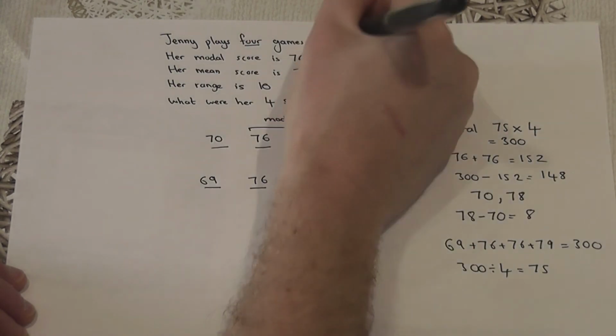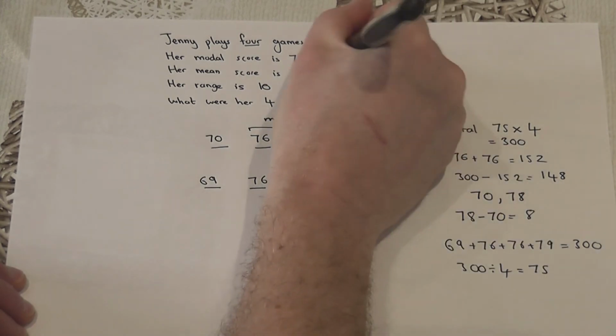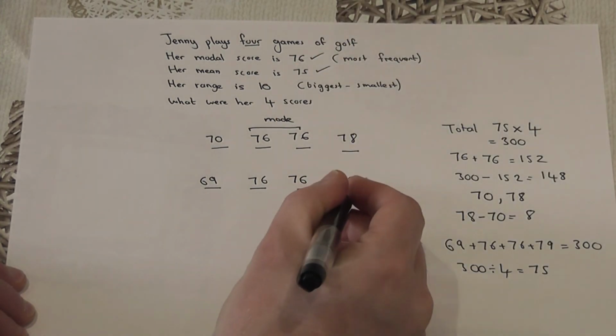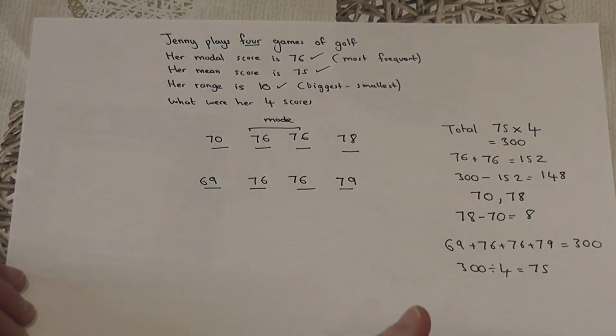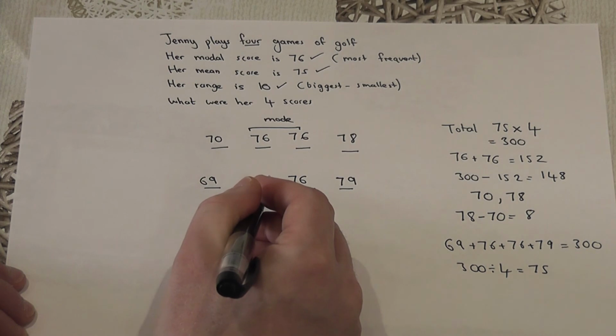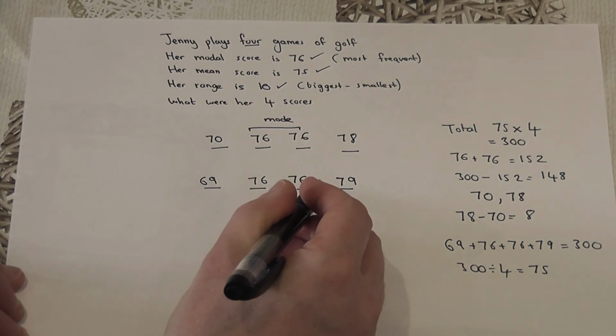So therefore, the mode is correct, the mean is correct, and the range, biggest take smallest, is now also correct. So the 4 scores were 69, 76, 76, and 79.